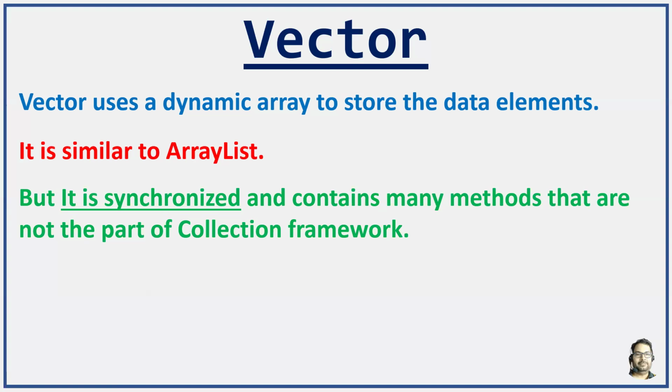So whenever somebody asks the difference between array list and vector, the main difference is that the methods available in array list are the same methods available in vector, but vector is synchronized.